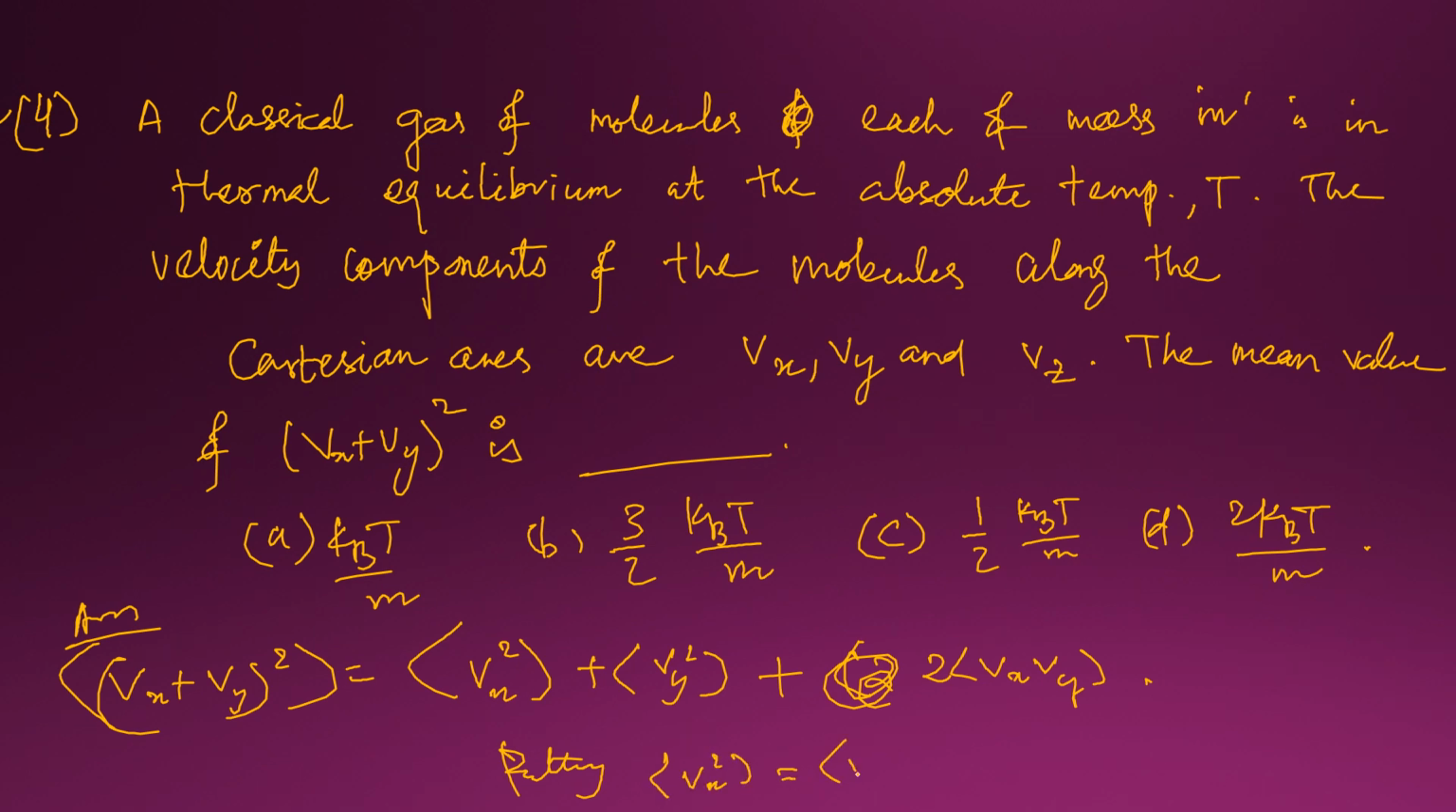So Vx square is equal to Vy square is equal to Vz square is equal to how much? This is kBT by m. How is it kBT by m? Because half mv square, your kinetic energy, is 3 by 2 kBT. Half mv square is what?